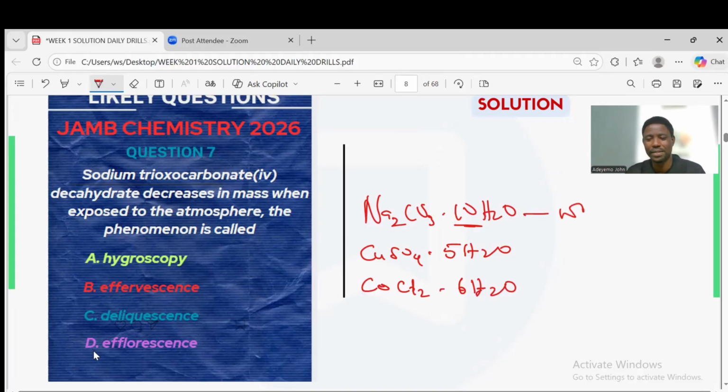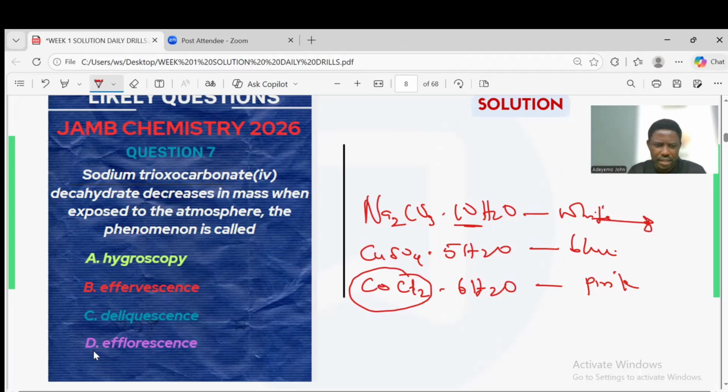What's the color of this? This is white. It's not art, but I'm just telling you. This is blue, and this is pink in color. But I will use this anhydrous form to test for water. But when you expose it to the atmosphere, it decreases in mass. That means it's losing its water of crystallization, and that process is called efflorescence. That is efflorescence.